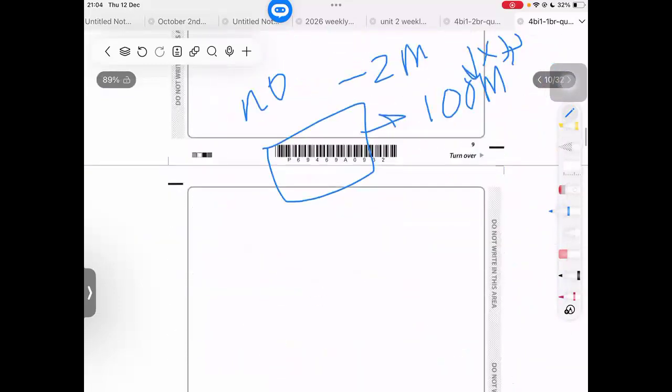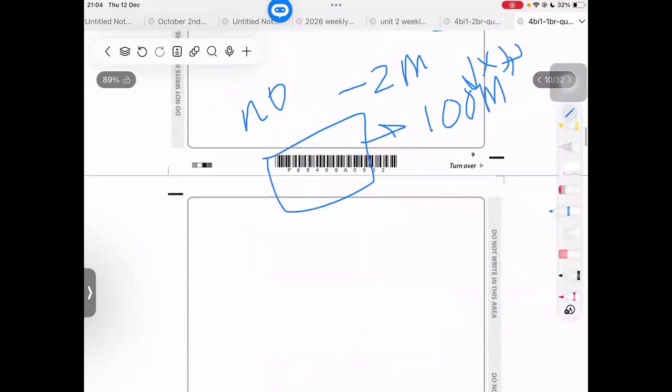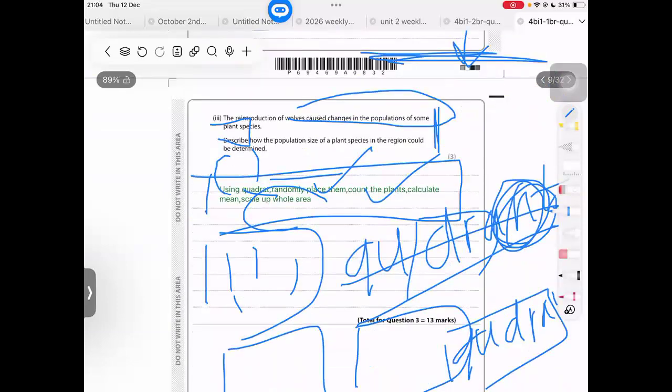Okay. Now, I have a question. Yes. What is the difference between a quadrat and a quadrant? A quadrant, it's used in mathematics, right? I think it's used in mathematics. It's not used in science. Let me check it.